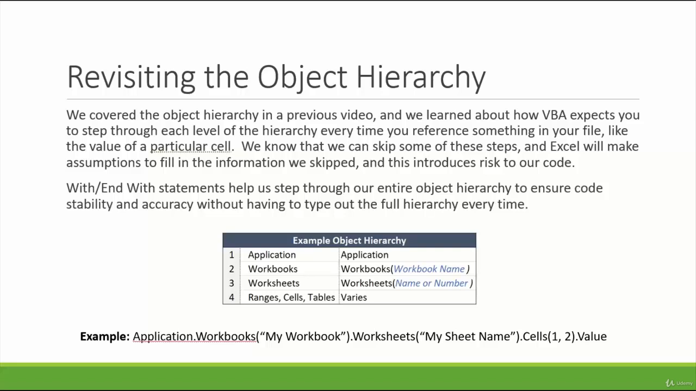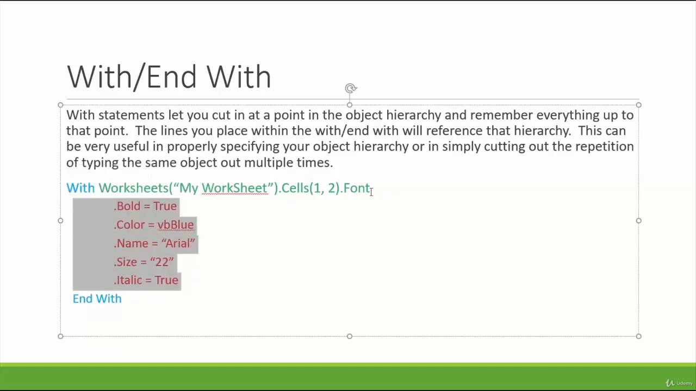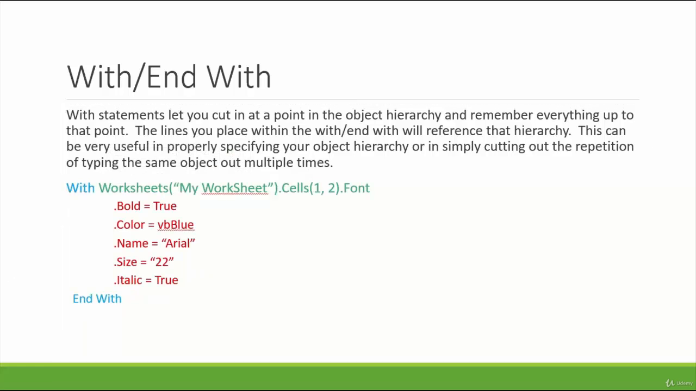And this is where With and End With comes in. With and End With helps you step through the entire object hierarchy to ensure that your code is still stable and it's still accurate, but you don't have to type out this full line every time. It essentially lets you cut in at any of these points and continue to work after that point without having to retype everything that came before it. So looking at this example, everything between this With and End With, all of this text in red here, is going to apply to this text in green. Now what that means is I can specify anything in that text in green up to a certain point in my object hierarchy, and then I don't need to retype that information anymore.